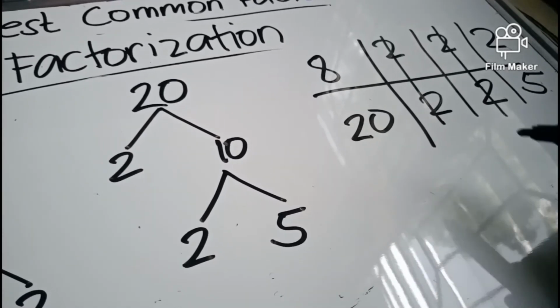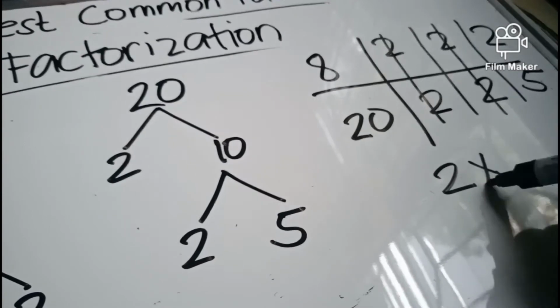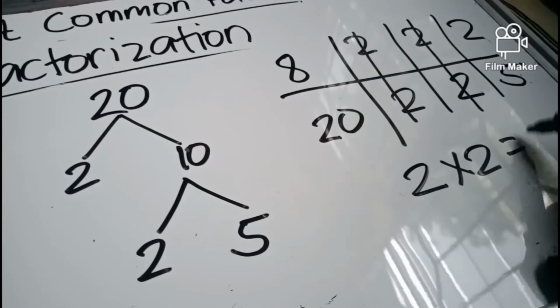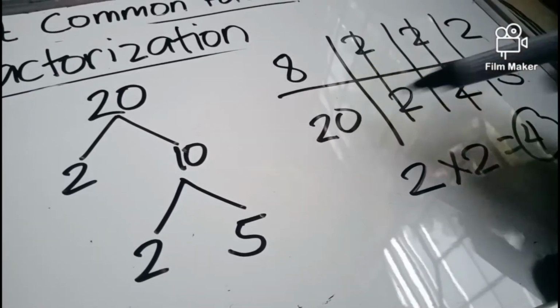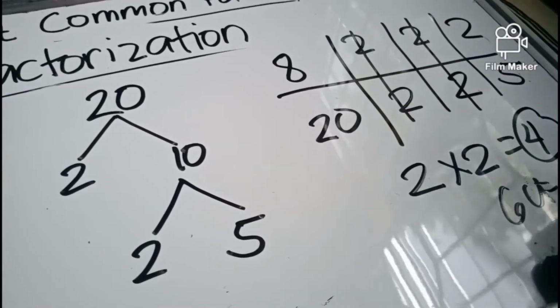Then, we have to multiply. 2 times 2 is equals to 4. Therefore, the GCF of 8 and 20 is 4.